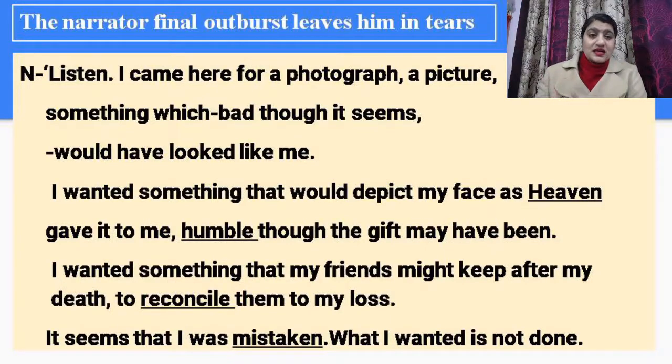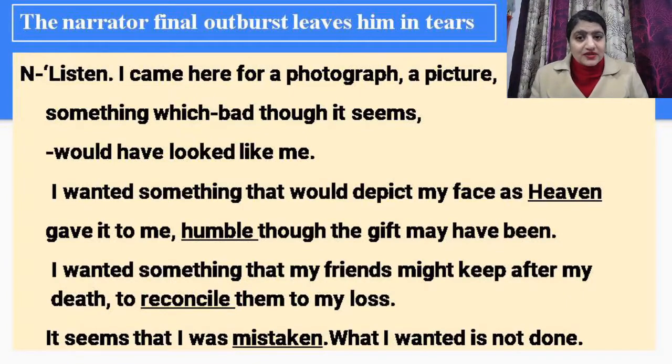But this is a kind of biting insult to the narrator, and he's so deeply hurt that he gives out a final outburst and leaves the studio in tears. He says, "Listen, I came here for a photograph, a picture, something which, bad though it seems, would have looked like me. I wanted something that would depict my face as heaven gave it to me. Humble though the gift may have been, I wanted something that my friends might keep after my death to reconcile them to my loss. It seems that I was mistaken. What I wanted is not done."